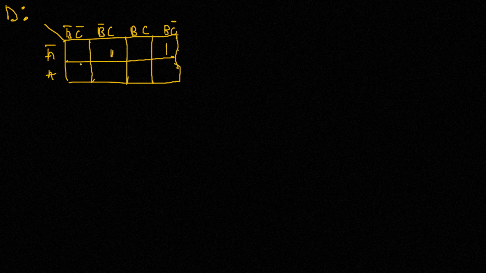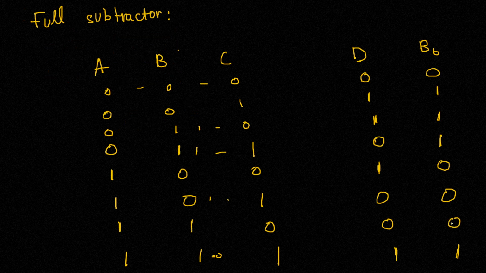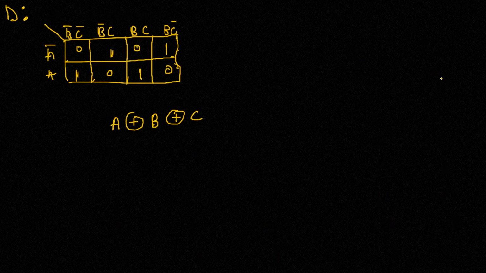So A B complement C complement and ABC. Like I mentioned for the full adder, this configuration with alternating zeros and ones is called the chessboard configuration, and that is the K-map only for an XOR gate. So this is given by A XOR B XOR C, right? Okay. And for borrow, now let's find the K-map for borrow as well.